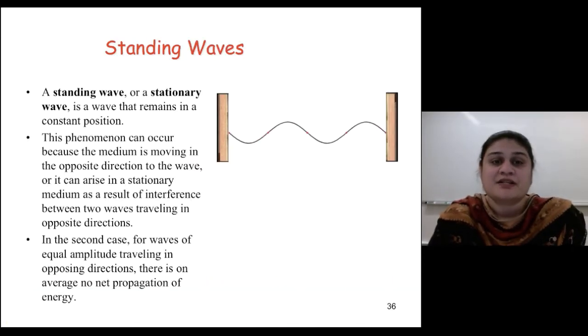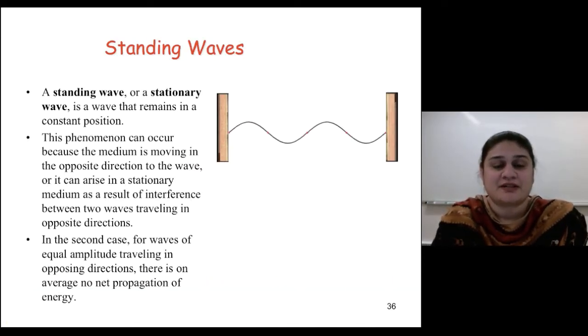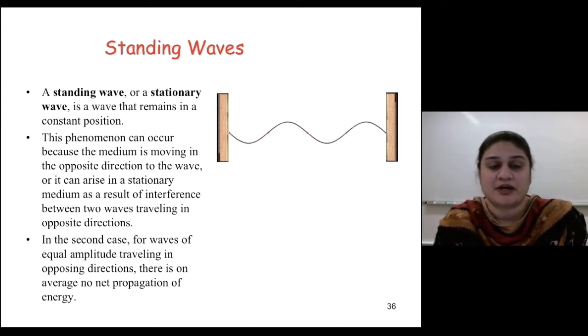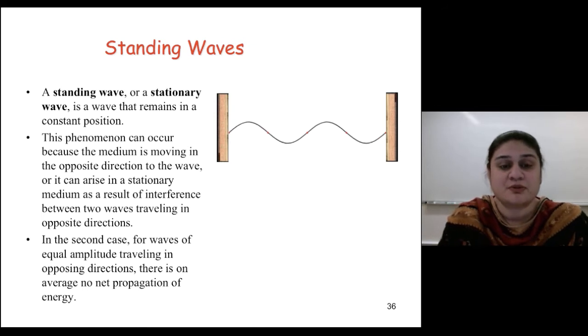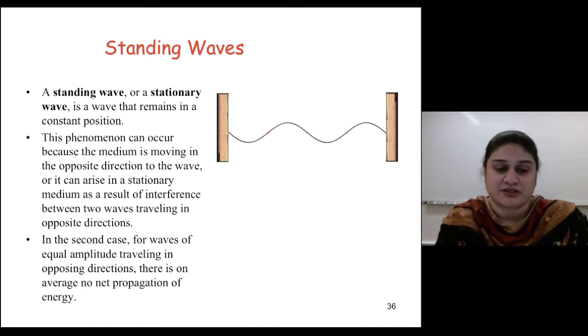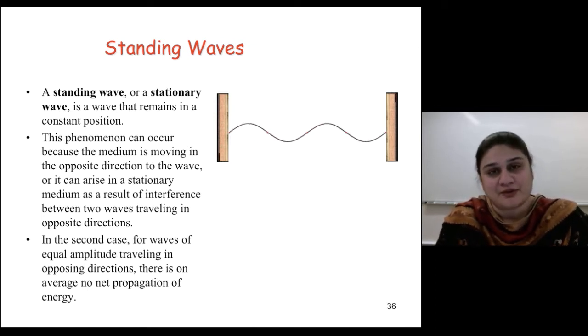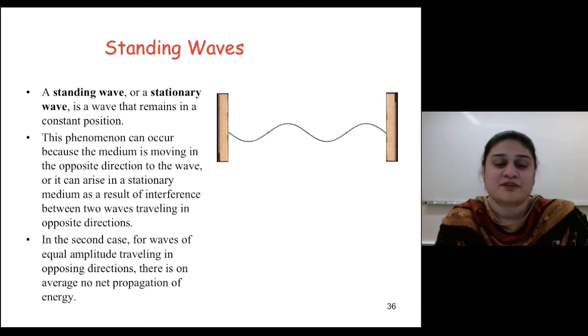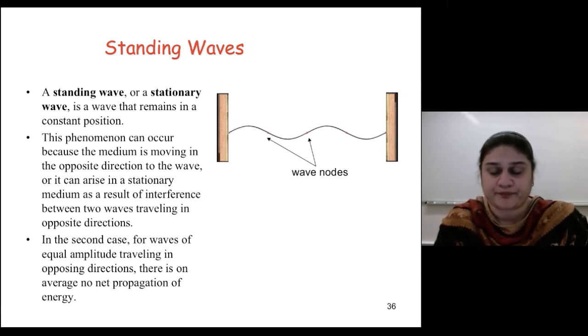Standing waves. Standing waves, or stationary waves, as the name implies, are waves that remain in a constant position. This phenomenon can occur because the medium is moving in the opposite direction to the wave, or it can arise in a stationary medium as a result of interference between two waves traveling in opposite directions. In the case of the second example, waves of equal amplitude traveling in opposite directions, there is on average no net propagation of energy.